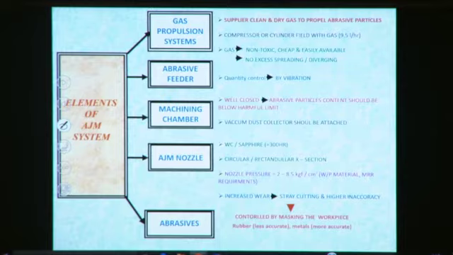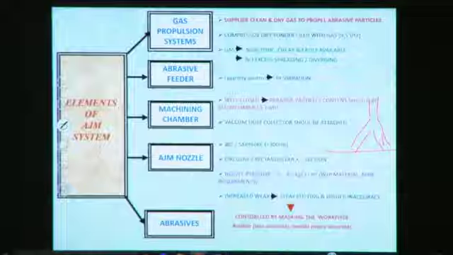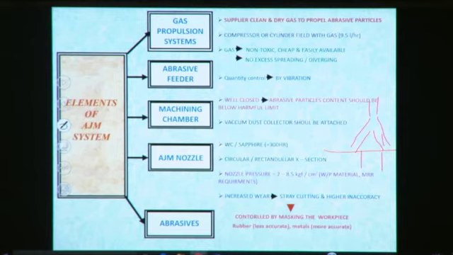Suppose the jet is coming from this nozzle, and this is the workpiece surface, and we need drilling in this portion. We can put a mask over here so that in this zone there will not be any machining, although jets are impacting that surface. In that way, by using a mask we can control the stray cutting in the abrasive jet machining process.